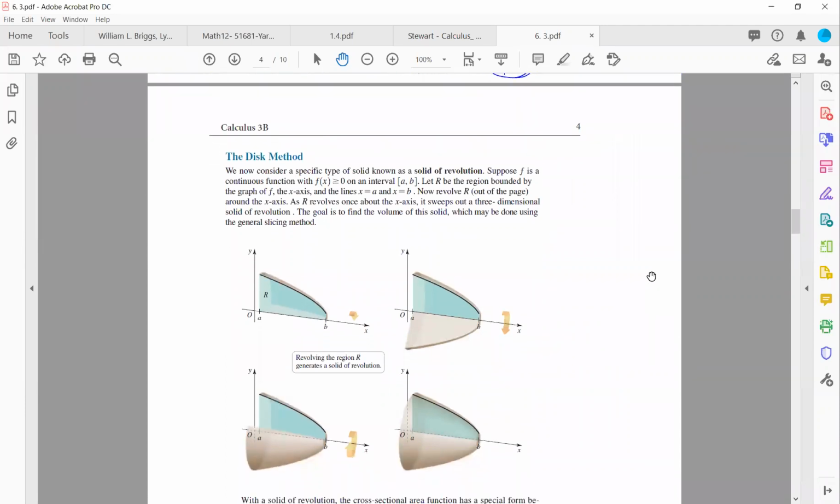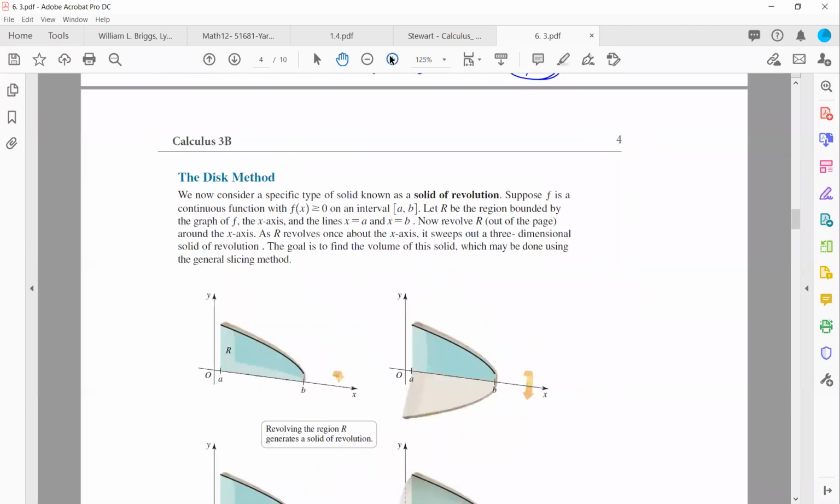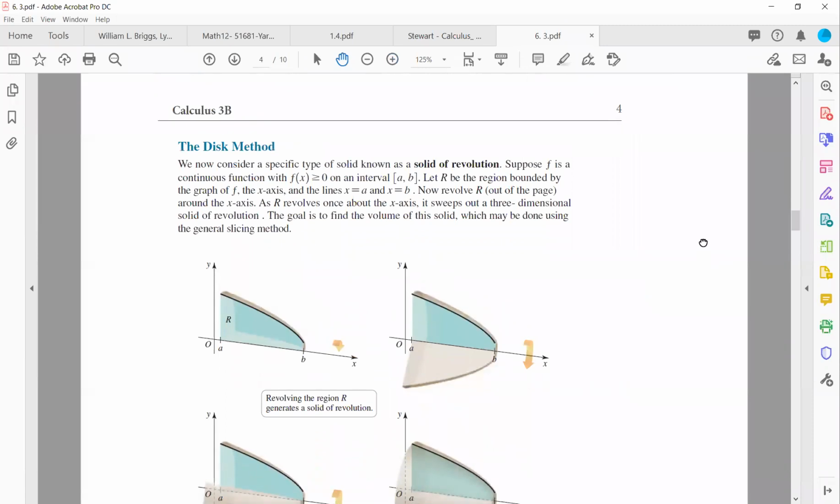The disk method. We now consider a specific type of solid known as solid of revolution. Suppose you have a continuous function. Suppose f is continuous, and suppose f is positive, above the x-axis. X ranges between a to b inclusive.